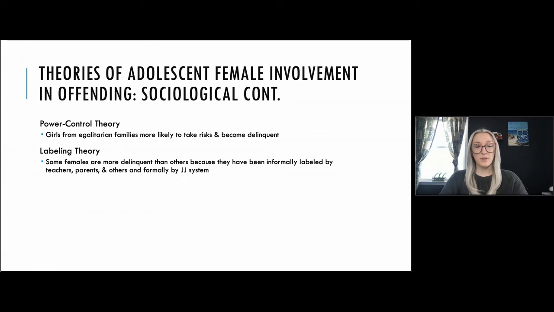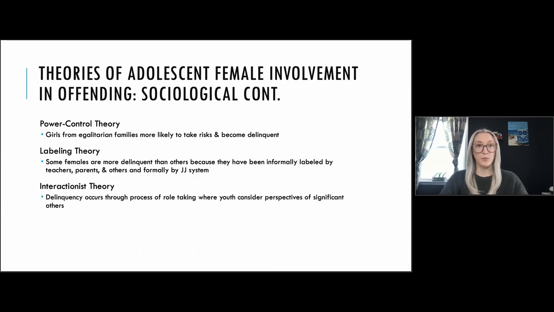Then labeling theory says that some females actually become more delinquent than others because they've been informally labeled by either their teachers, parents, and others, or formally labeled by the juvenile justice system, very similar to how males would also come about delinquency through labeling theory.